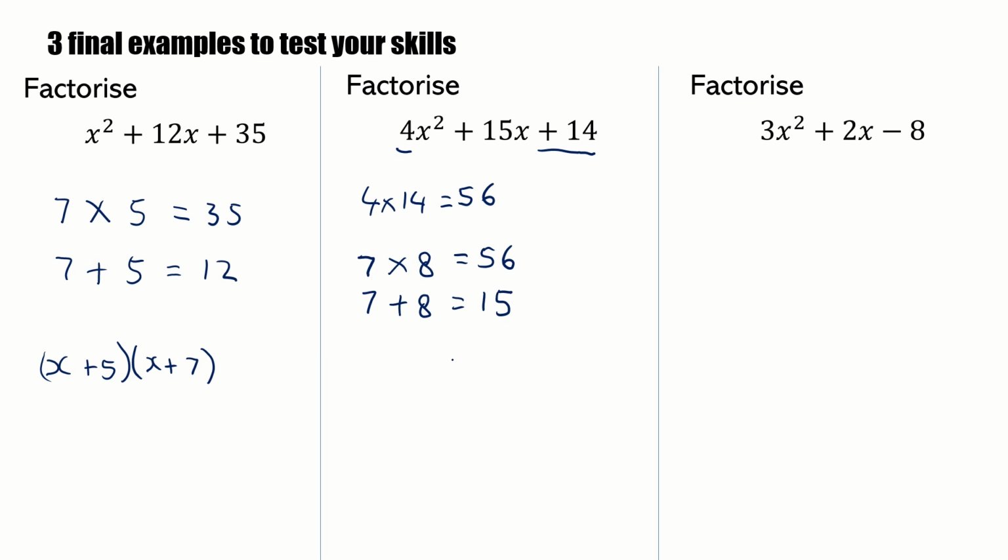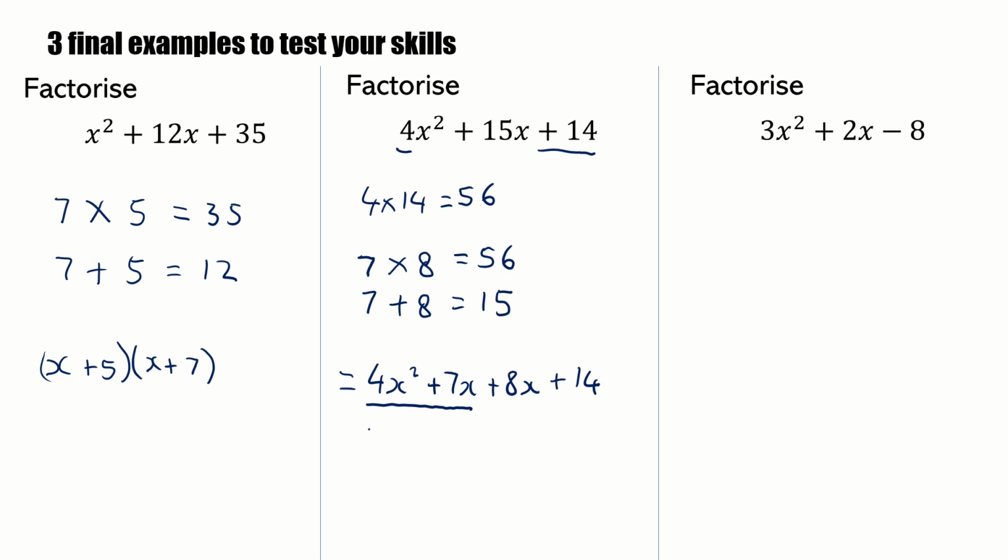Okay, so we can now use our two numbers to split up that middle term in the quadratic. So I'm going to rewrite the quadratic as 4x squared plus 7x plus 8x plus 14. And therefore I can factorize the first and the second term first of all. There's not going to be any numbers we can divide 4 and 7 both by. Well, technically there is, it's 1, but that's a silly thing to factorize out.